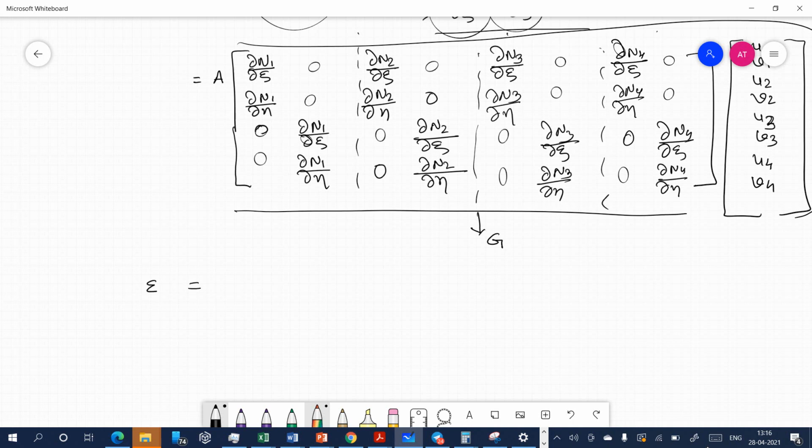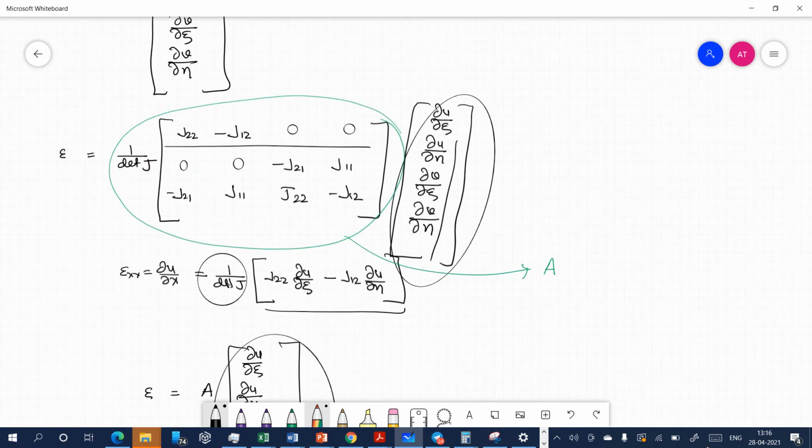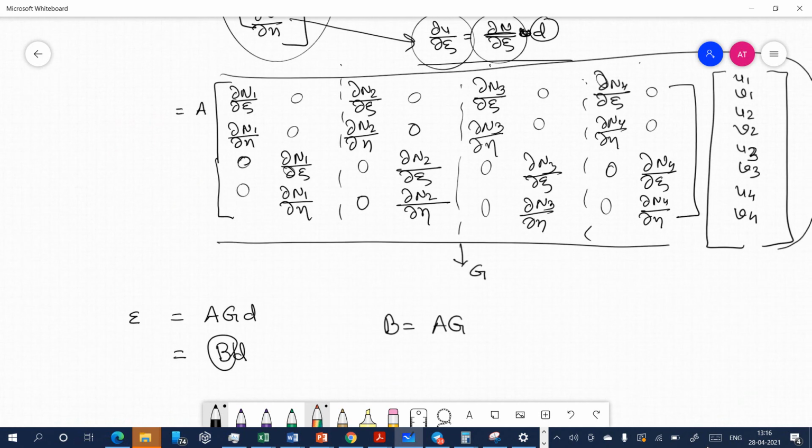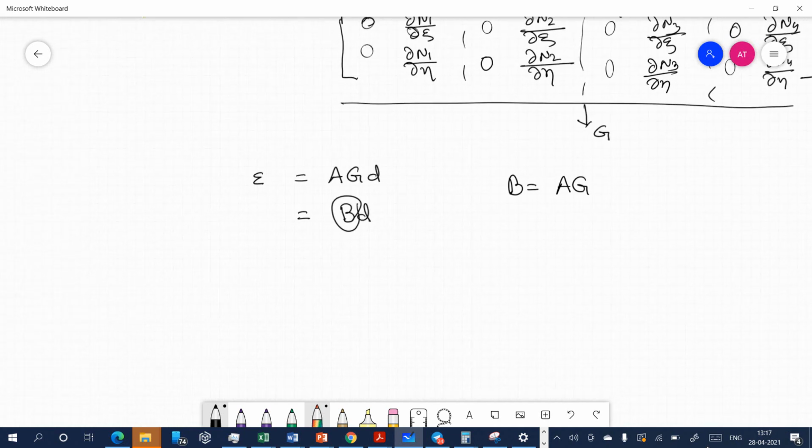So then I can write strain as A, G and D, right? And before we wrote strain matrix as B matrix into small d matrix. So this B matrix has been expanded in terms of A matrix and G matrix. What is A matrix? A matrix is simply the combination of the Jacobian, and G matrix is the partial derivative of the shape functions with respect to the local coordinate system, okay. So I hope this should be clear.